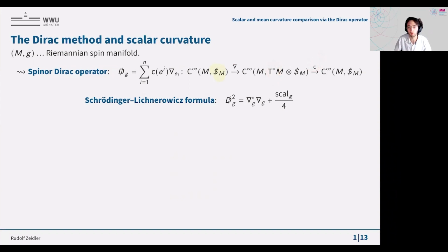And the connection to the scalar curvature is given by the famous Schrödinger-Lichnerowicz formula, which tells you that the square of the Dirac operator is a connection Laplacian, or the rough Laplacian, plus the scalar curvature. And this kind of formula can be used in a variety of ways to connect properties of the Dirac operator to geometric properties involving the scalar curvature. The most basic version is the following. If you integrate this formula, and suppose we are in a closed manifold or you work with compactly supported sections, then you obtain something like this.